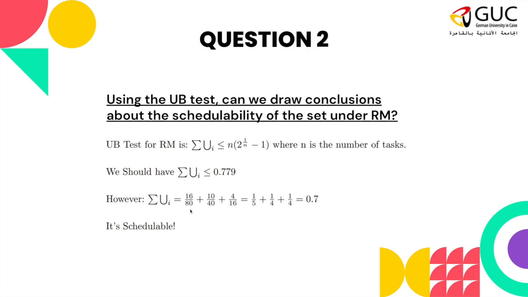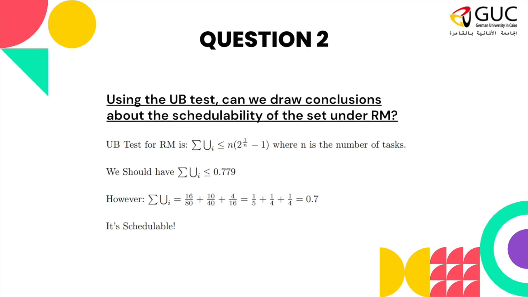Okay, we want to see whether we met the condition or not. So 16 divided by 80 plus 10 divided by 40 plus 4 divided by 16, which is the summation of the utilizations, is equal to 0.7. Okay, is 0.7 less than or equal to 0.779? Yes, it is less than or equal. Therefore, this set of tasks is 100% schedulable under RM.